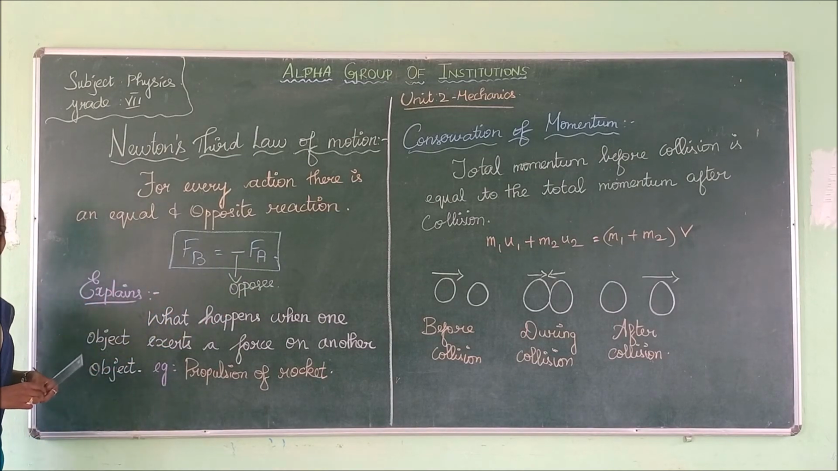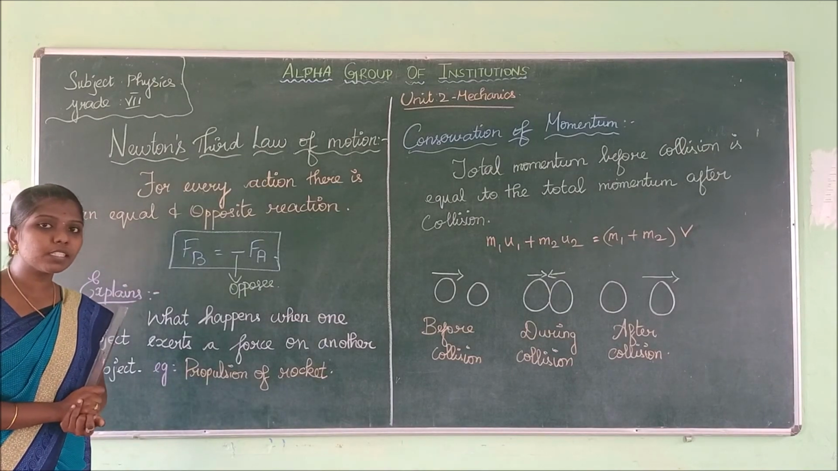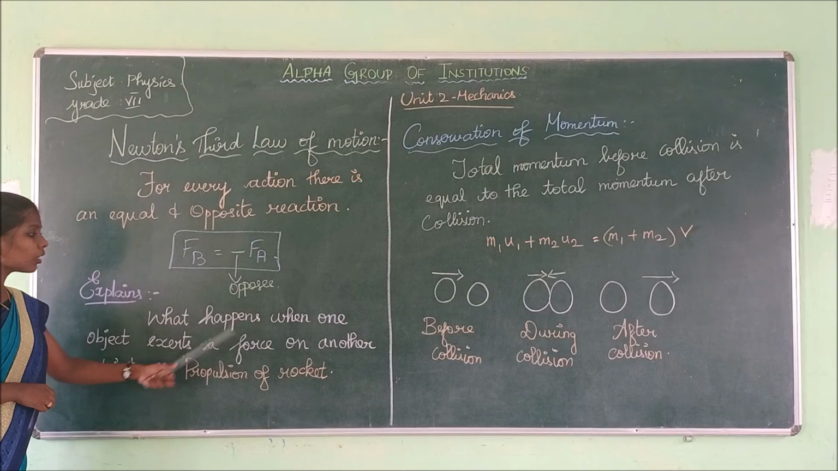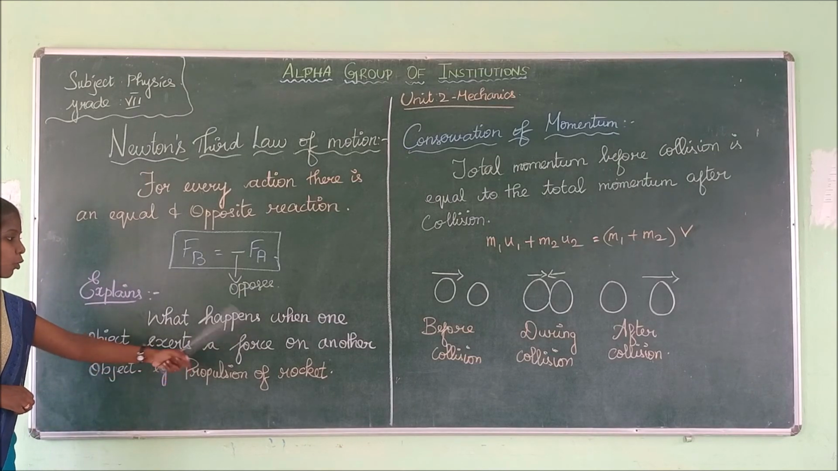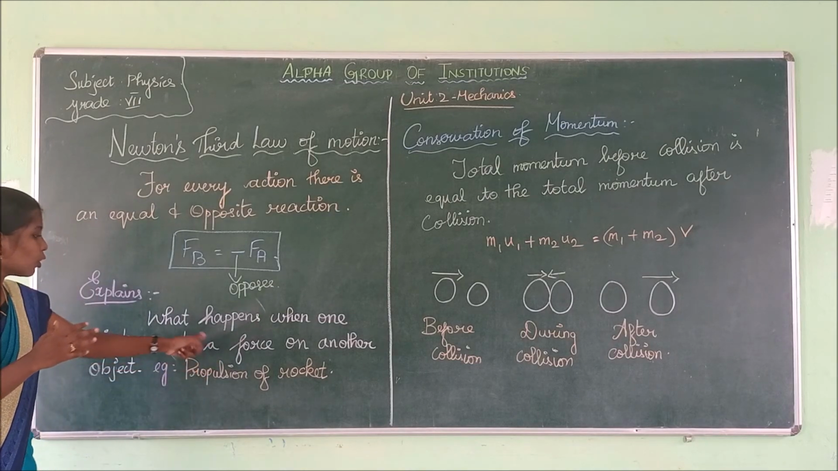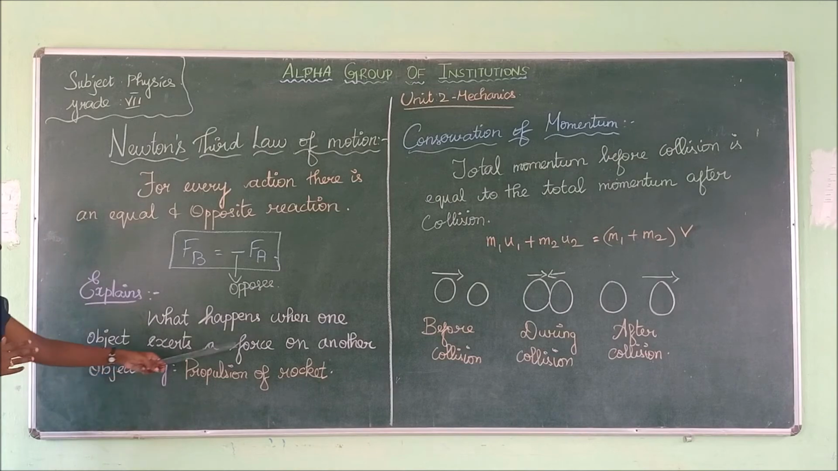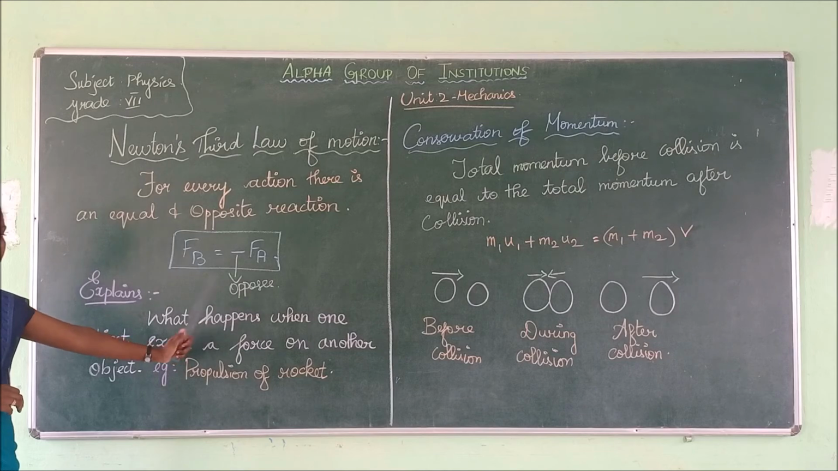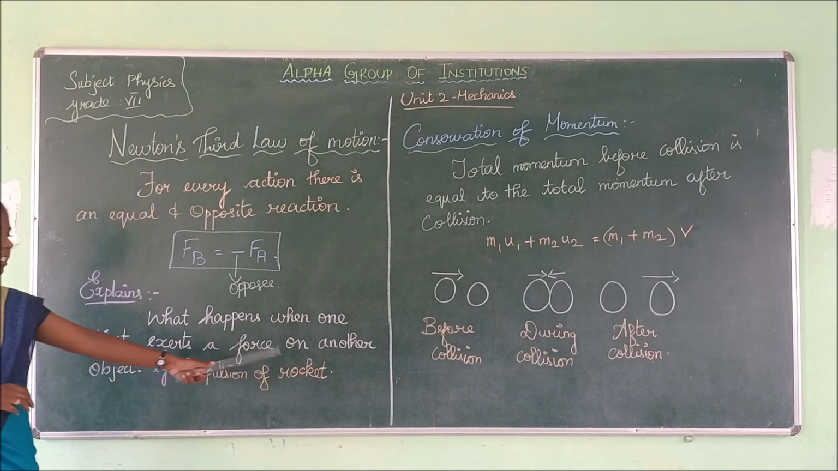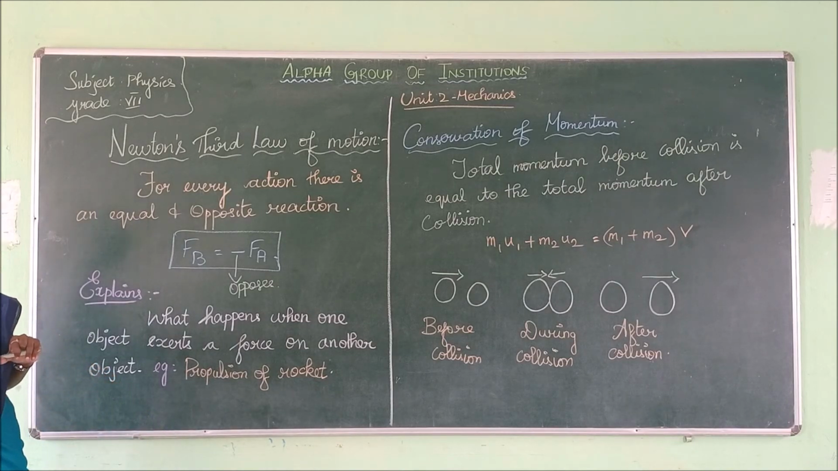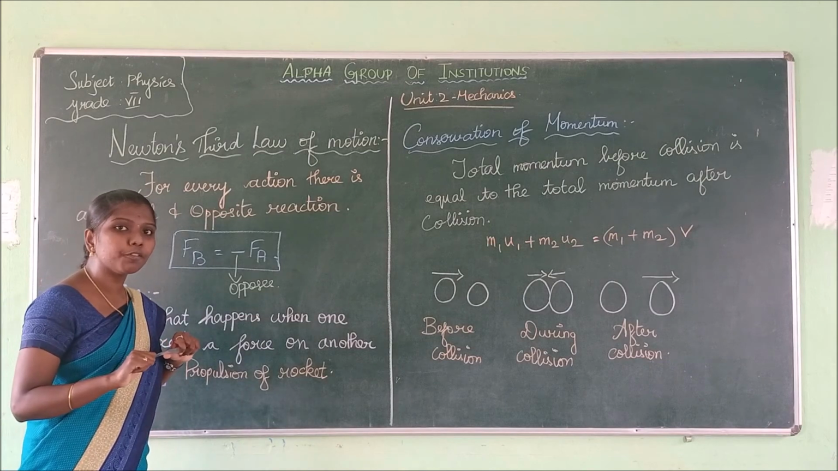An example for Newton's third law of motion is the propulsion of a rocket. Newton's third law of motion explains what happens when one object exerts a force on another object. Propulsion of a rocket is an example for Newton's third law of motion.